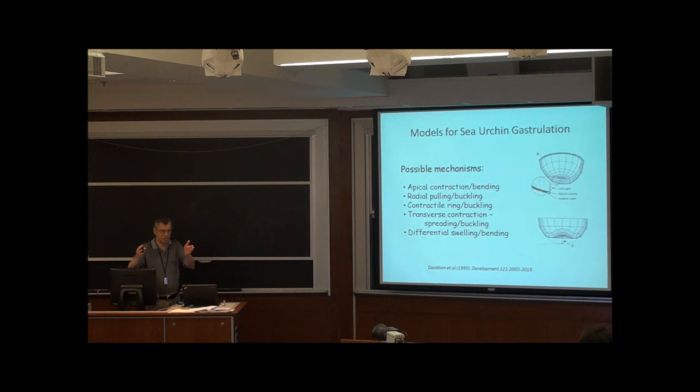And the final one is a differential swelling. There are actually more than one layer here, and one layer swells compared to the others, like it grows, differential growth, differential swelling that can cause it to bend inward. And what they did was, with these models, they studied what are the mechanical properties that are required to produce each of these shapes. What are the characteristics of the properties that are needed to make these shapes possible? And then later on, they did experiments where they measured the stiffness and ruled out a couple of these mechanisms.